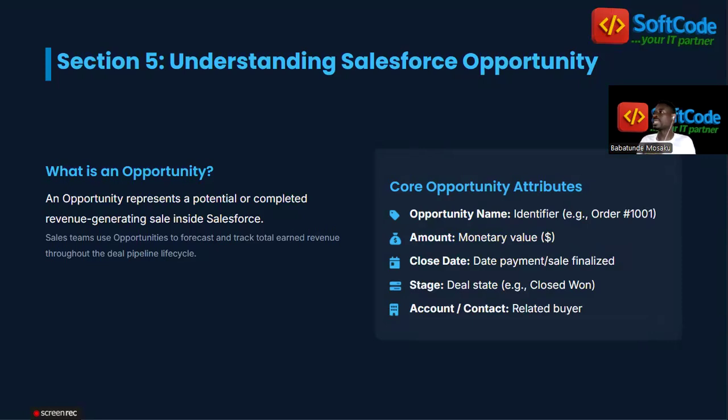So, understanding the Salesforce opportunity. This is not something we should be talking about because all of us here are Salesforce professionals, but for the purpose of those who are watching the video, let's talk about it. The core opportunity attributes are: the opportunity name, very important and required. The amount of money spent is also important, but it's not required in Salesforce unless you make it required. The stage is required, and the close date is also required. Account and contact are not required, but you can map them if you want to.